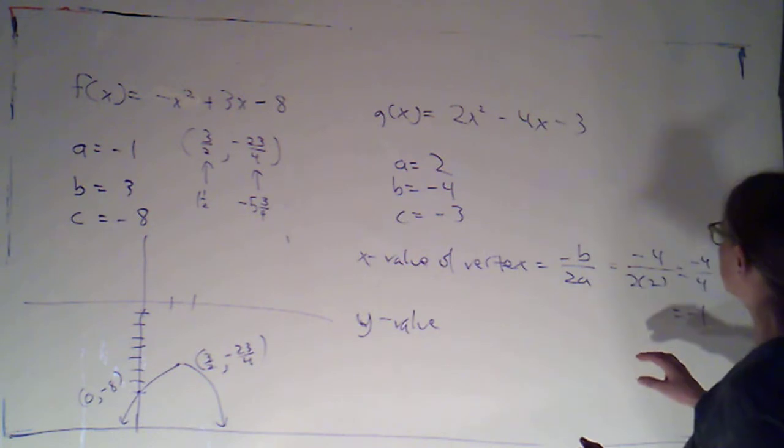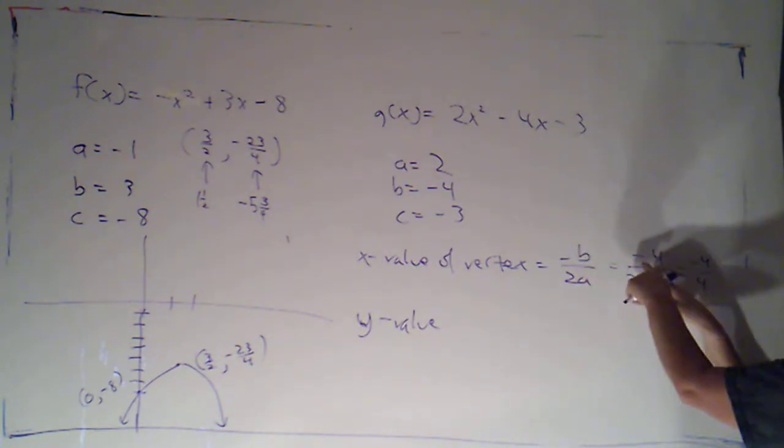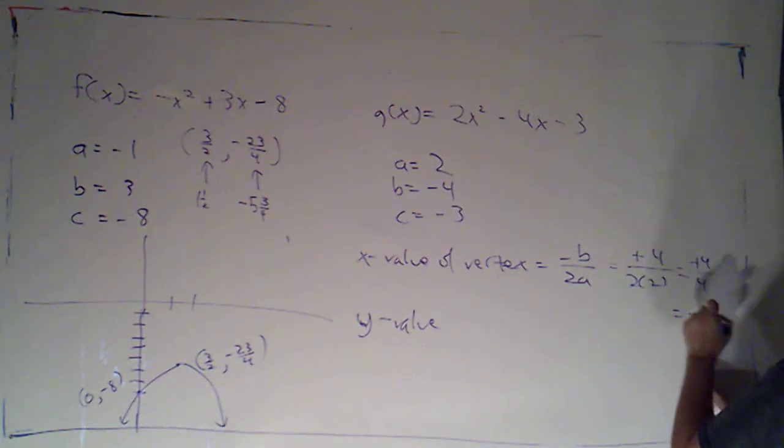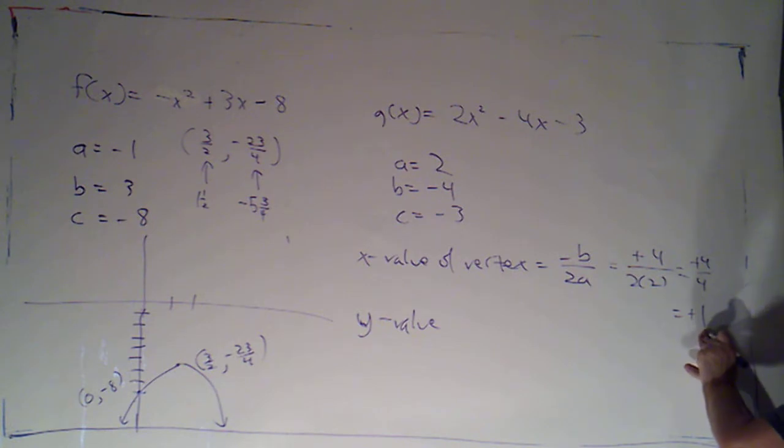I'm sorry, I said the opposite of b, and then I forgot to take the opposite of negative 4. That should have been positive 4. So the x value of the vertex should end up being positive 1. I apologize. That's a plus 1.